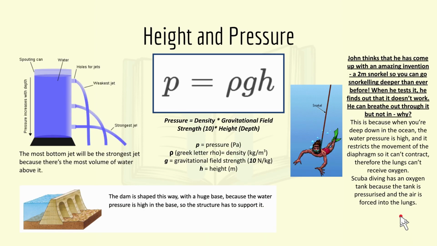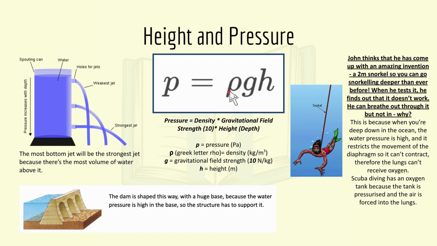And then we have height and pressure, and this is a starter. Over here we have a can with different holes for jets. The bottom jet will be the strongest jet because there's the most volume of water above it. And here's the equation: pressure equals density times gravitational field strength times height, P equals rho g h.